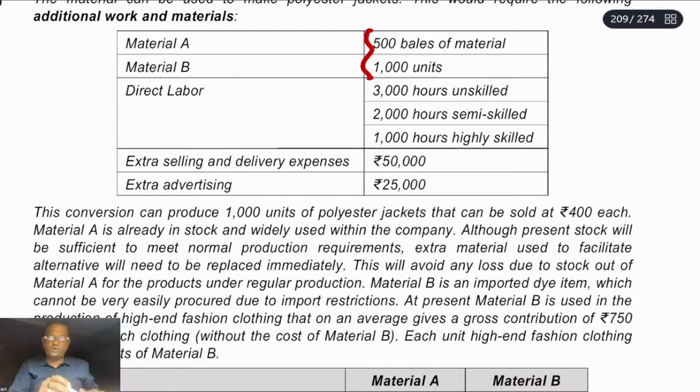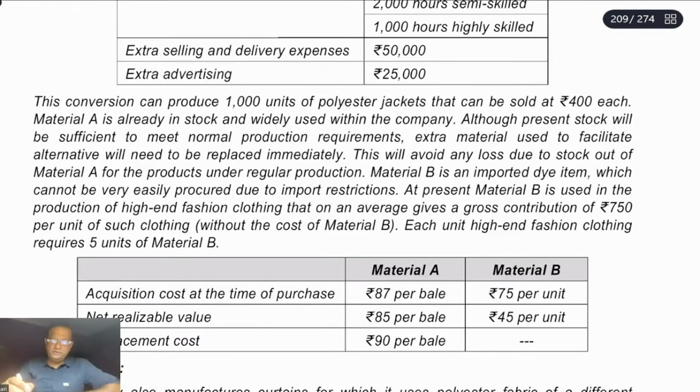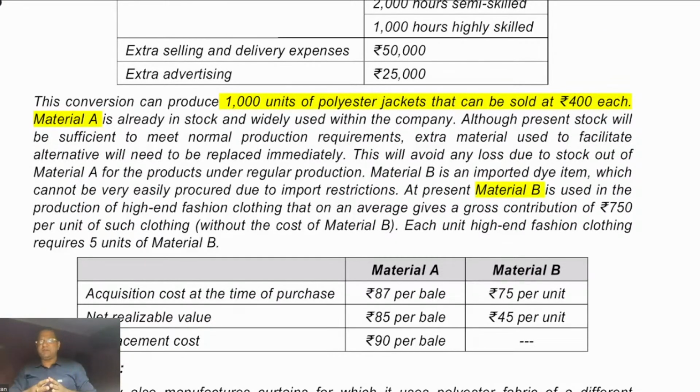Forget about the labor cost right now, forget about these two other costs, just focus on the revenue. The sale price that is given, whether it's relevant or irrelevant, what will be the relevant cost for material A and what will be the relevant cost for material B. I'm giving you complete 4 to 5 minutes of time to provide me the answer on these 3 points.